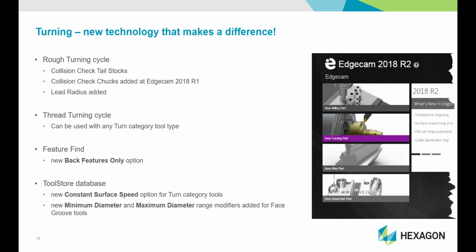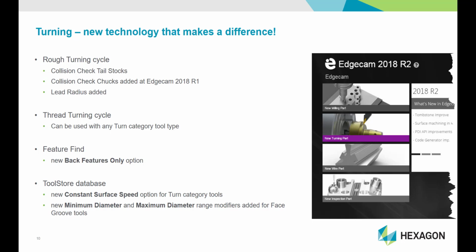Well, now there's an option to find back features only. It can be helpful for users that want to work only on the sub spindle for a particular machining setup, as well as for perhaps part flip scenarios and other places where we just want to work on the back of the part.